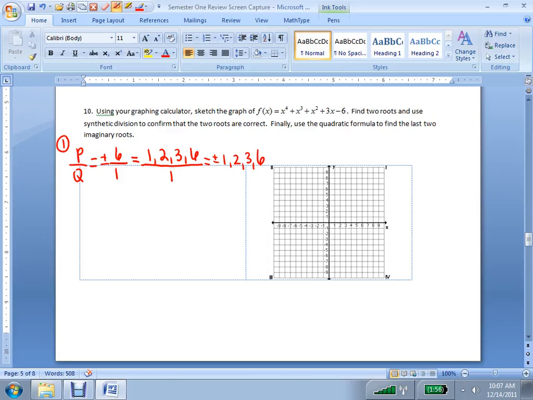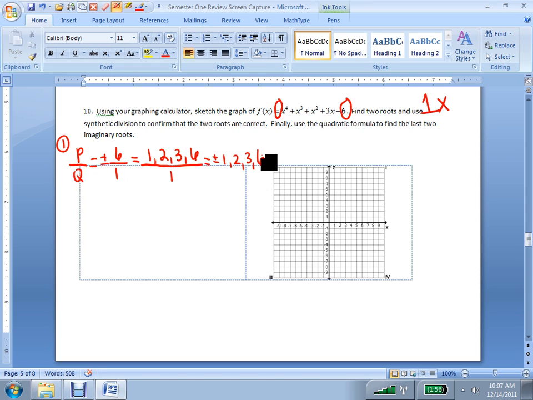Okay, so we're doing number 10. What we have to do is P over Q, where this is P and then Q. Anything that has an X has a 1 in front of it, so we're going to say that's a 1. So it's 6 over 1. Then you put the factors of 6 on the top and the factors of 1 on the bottom. Then you divide it, so it's plus or minus 1, 2, 3, and 6.